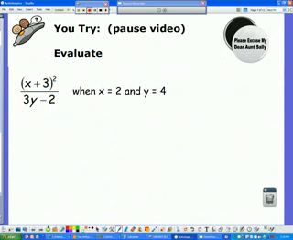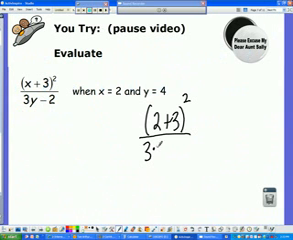So just like the last one, the very first thing we're going to do is change, but this time we've got two things to change. Everywhere we see an x, we're going to change it to 2. Everywhere we see a y, we're going to change it to 4. So we get 2 plus 3 quantity squared over 3 times 4 minus 2.